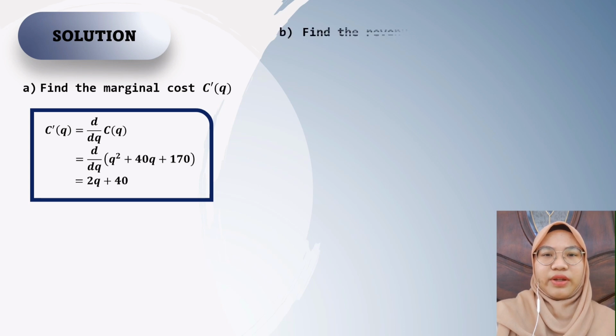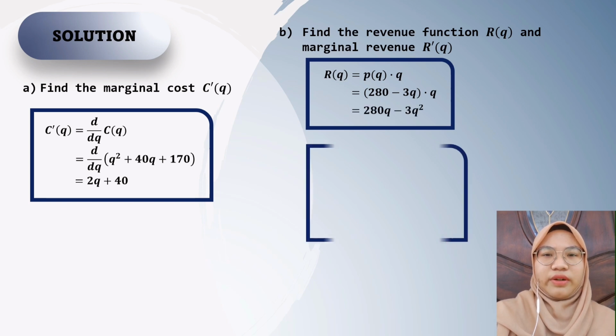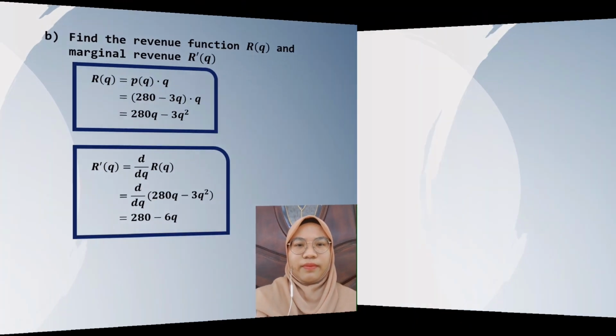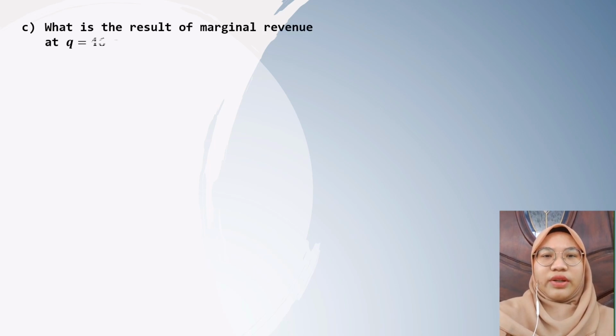Second is to find the revenue function and marginal revenue. To find the revenue function, p(q) times q equals 280q - 3q^2. To find the marginal revenue, we differentiate the revenue function, which equals 280 - 6q. Next, what is the result of marginal revenue at q equal to 46 and 47?